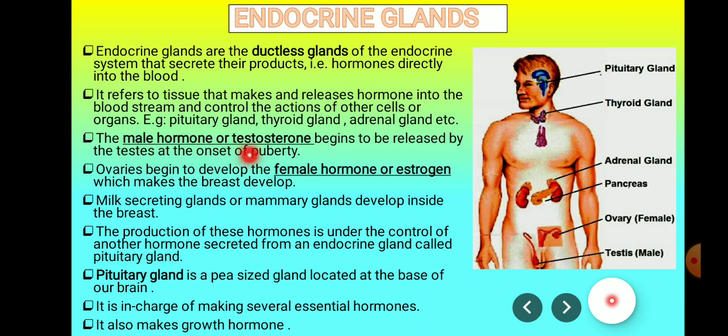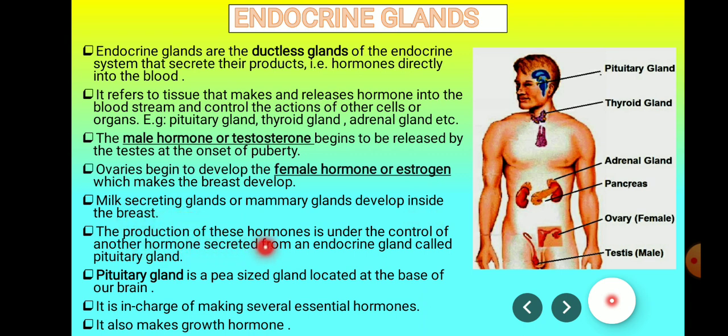The male hormone or testosterone begins to be released by the testes at the onset of puberty. Ovaries begin to produce the female hormone or estrogen, which makes the breast develop. Milk secreting glands or mammary glands develop inside the breast.